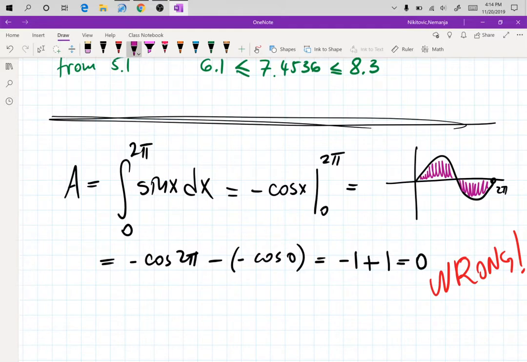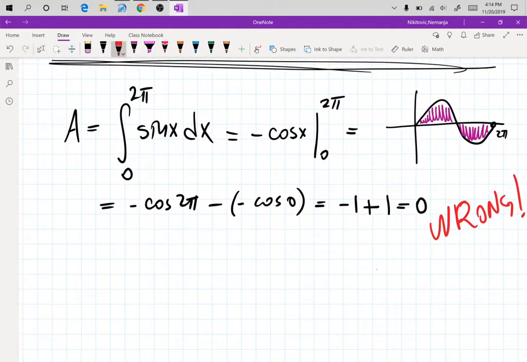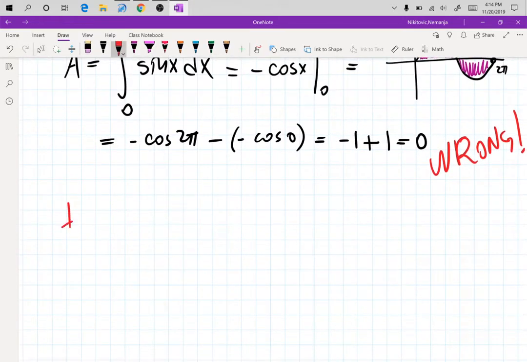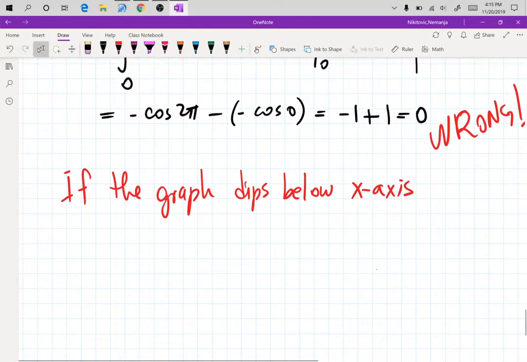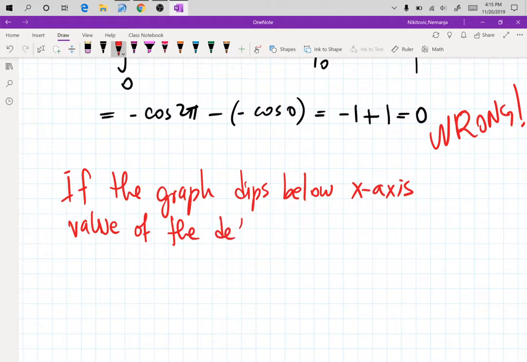So what's the problem? This is what we are going to write now in blood. And remember, if the graph dips below the x-axis, the value of the definite integral is not equal to the area.